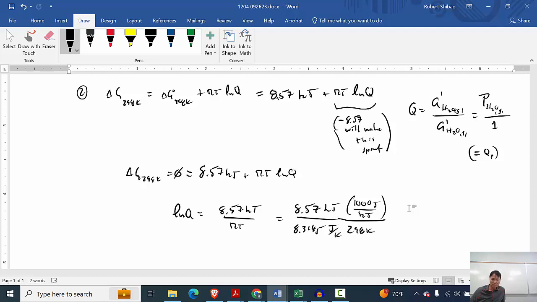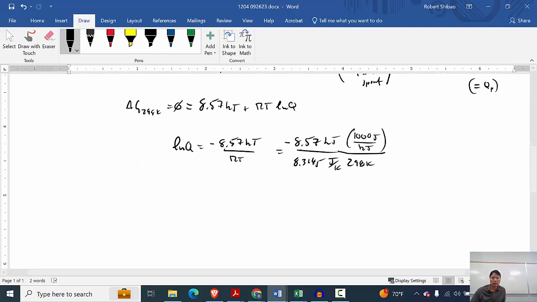Now, I forgot the negative sign here. I know I had to have a negative sign because I need the fraction to be less than 1. So let's make that negative, and then I'm going to take the inverse natural log of this, in other words, e raised to the power. Did somebody calculate what Q is? What did you get, Zane? I got 0.0315. Thanks.